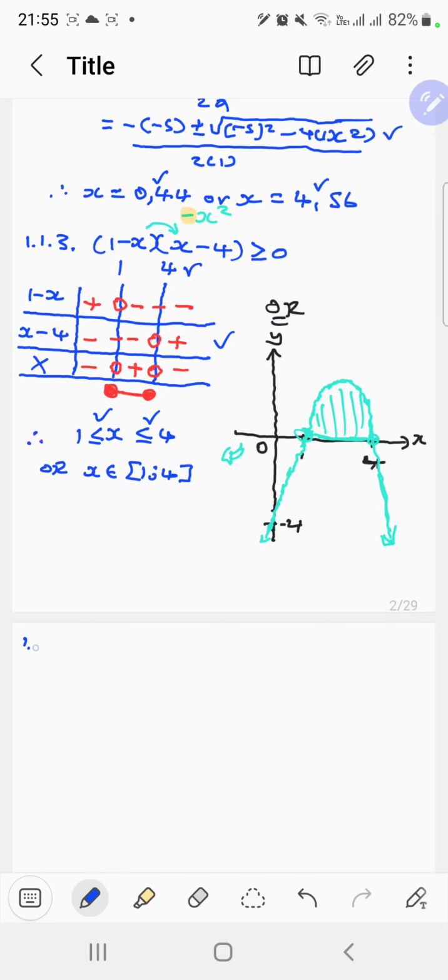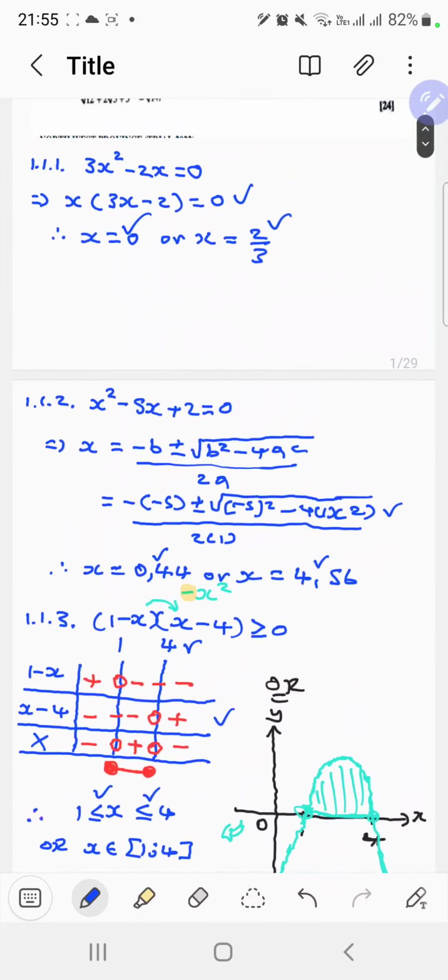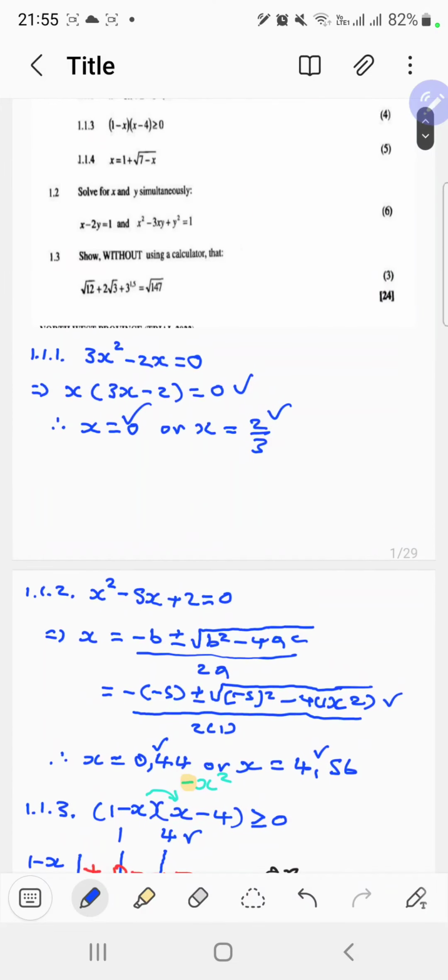Okay, so we have 1.1.4. What is that? We're getting that radical there, which is x equals 1 plus root 7 minus x.